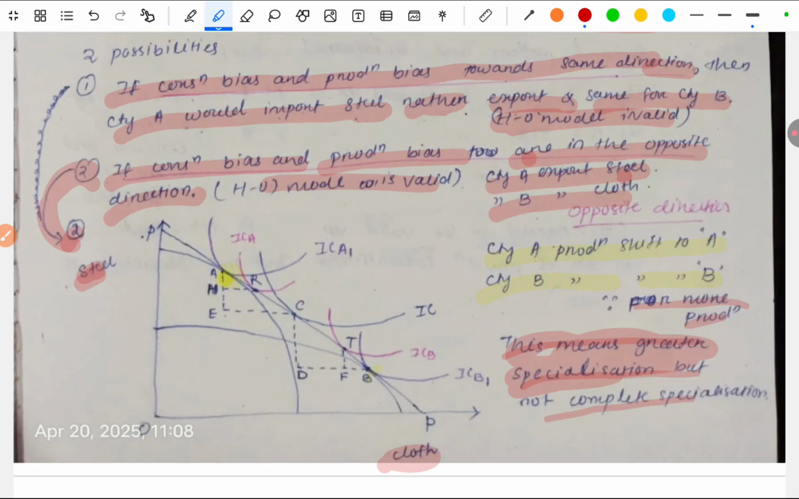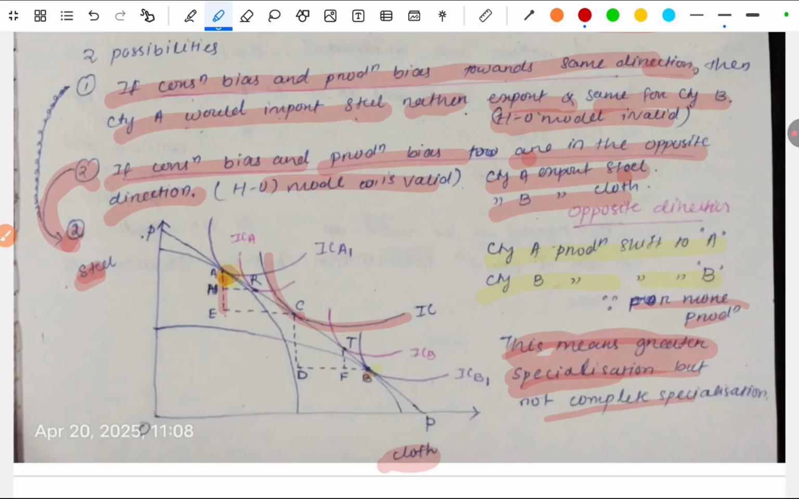Here we understand this diagram. So this is a production function. In fact, there are three types of conditions. We can say that if the preference or taste of the consumers of both countries is the same, then C is the point, and country A produces at point A and country B produces at point B.